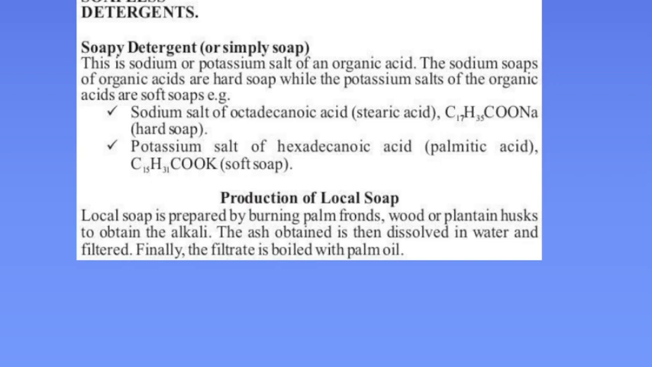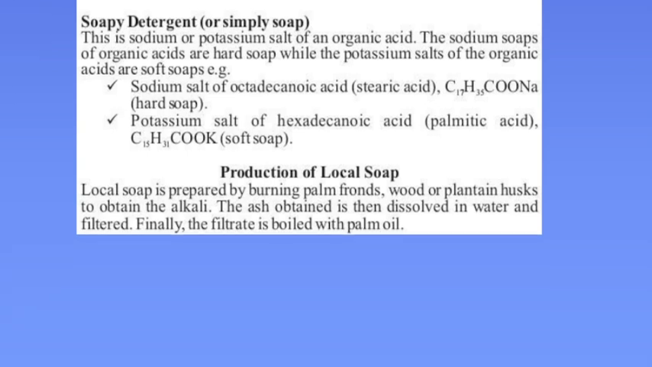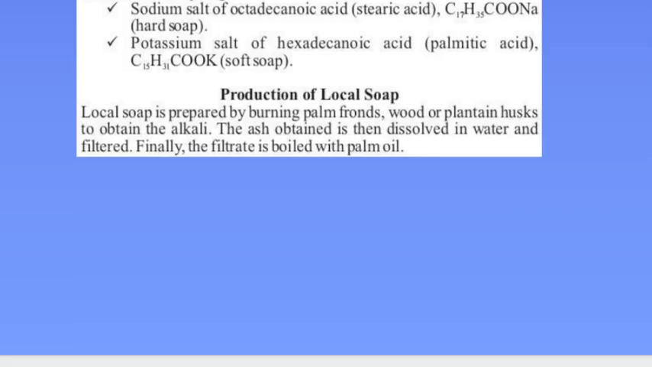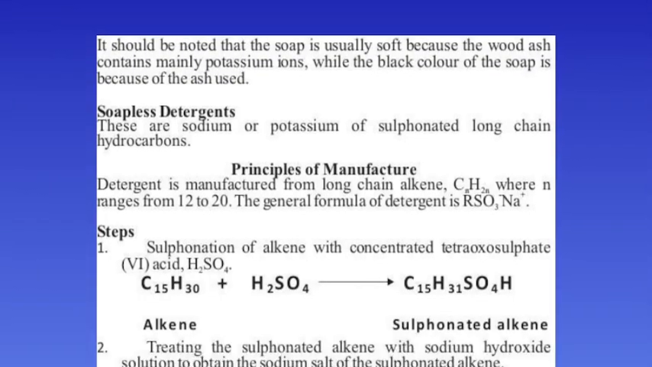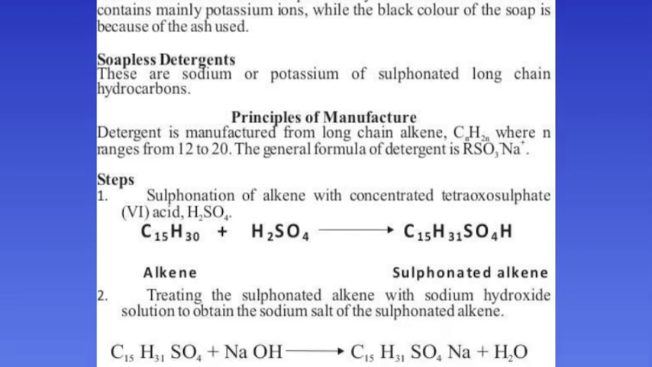How then do we produce this soap? Local soap is prepared by burning palm fronds, wood or plantain husk to obtain the alkali. The ash obtained is then dissolved in water and filtered. Finally, it is boiled with palm oil. And when you boil it, the alkali reacts with it to give your soapy detergent. It should be noted that the soap is usually soft because the wood ash contains mainly potassium ions, while the black color of the soap is because of the ash used.